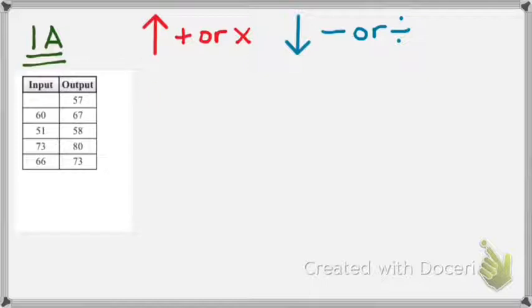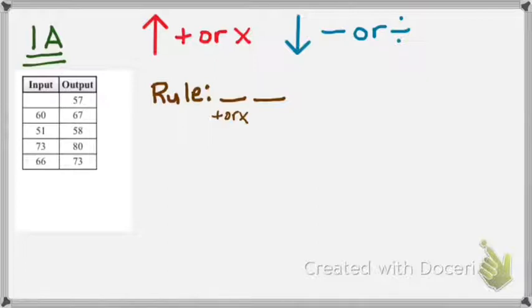So as always, I'll set myself up for my rule. And if we remember back to that other lesson, rules always have two parts. If I look at the inputs that are given to me and the outputs, I see 60 turns into 67, 51 turns into 58, 73 turns into 80, and 66 turns into 73. My numbers are getting larger, therefore this needs to be either an addition or multiplication rule. So under the first blank of rule, I'll write plus or times.